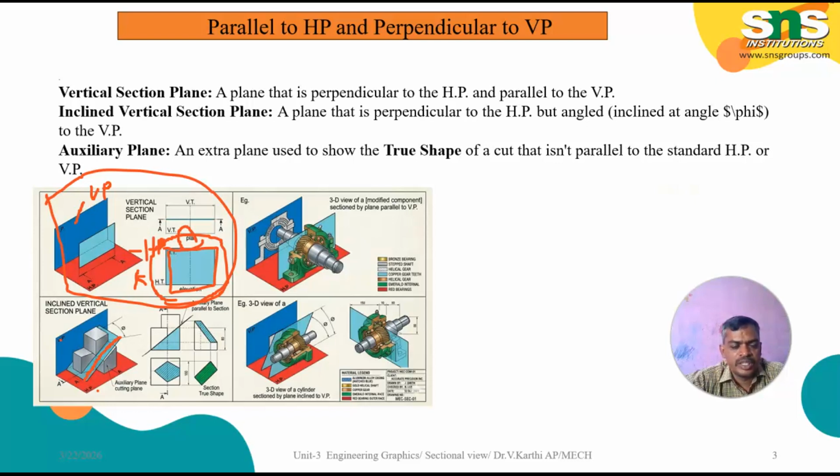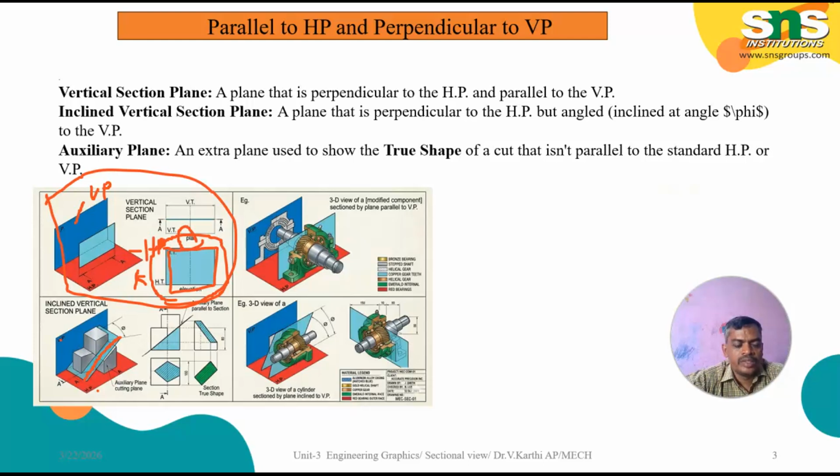The step by step procedure: first we draw the top view, that means the true shape. The object is parallel to HP, and the top view shows the actual shape. Project the front view, projecting vertically from the top view. The height representation appears in the front view for 3D visualization.